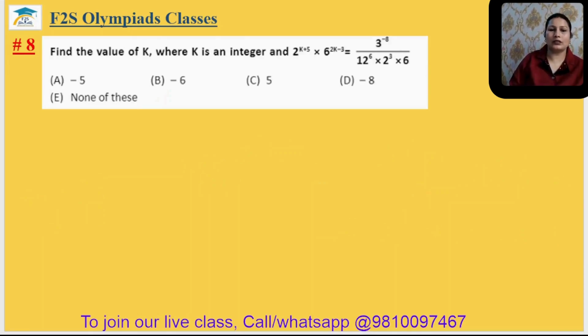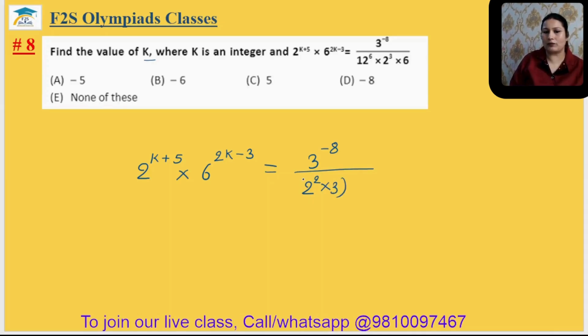Come to question number 8. Find the value of k, where k is an integer, in the equation given here. So 2 to the power k plus 5 multiplied by 6 to the power 2k minus 3 equal to 3 to the power minus 8, and we can write 12 as 2 to the power 2 multiplied by 3, 6 multiplied by 2 to the power 3 multiplied by 2 multiplied by 3. Okay, now try to take all the common bases first.